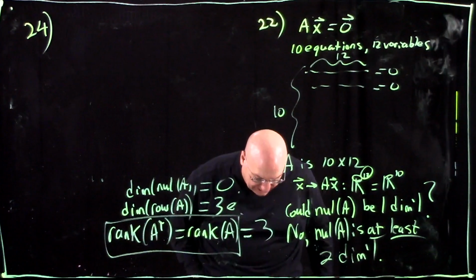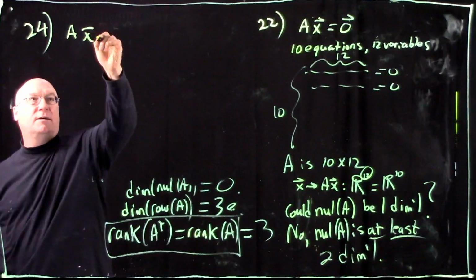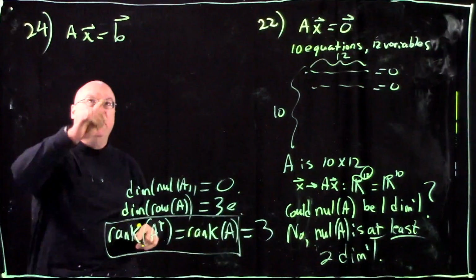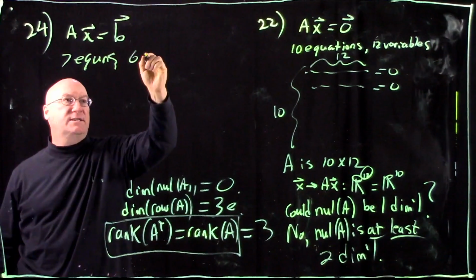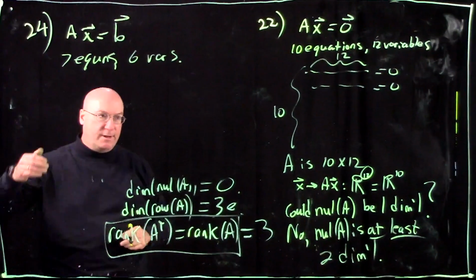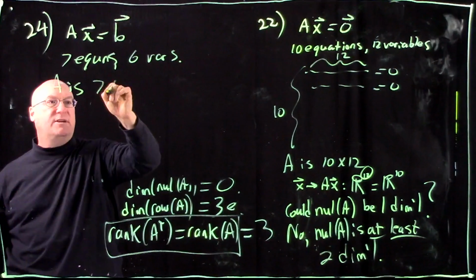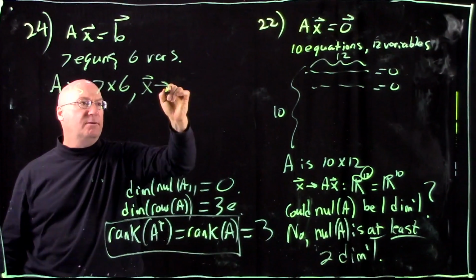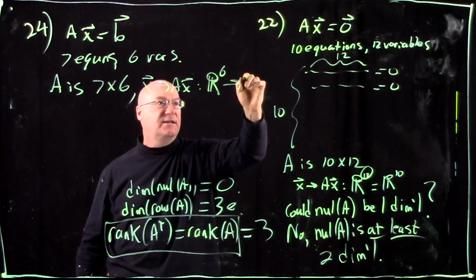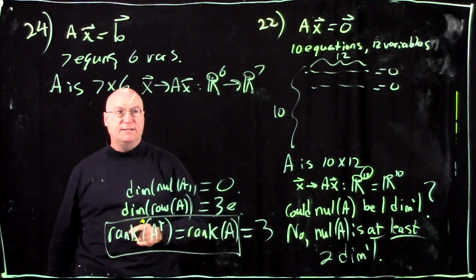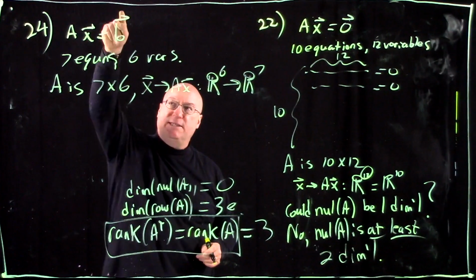Is it possible for a non-homogeneous system of 7 equations in 6 unknowns? So I'm looking at that non-homogeneous, where B is not 0, and it says 7 equations, 6 variables. All right, so what do I have? I have 7 rows, 6 columns. So A is 7 by 6. The multiplication by A takes R6 to R7, does it not? All right. So X has 6 entries, it's in R6. B has 7 entries, it's in R7.